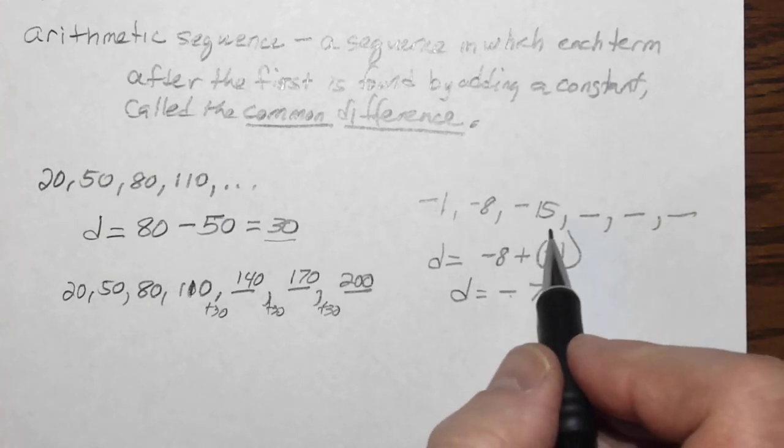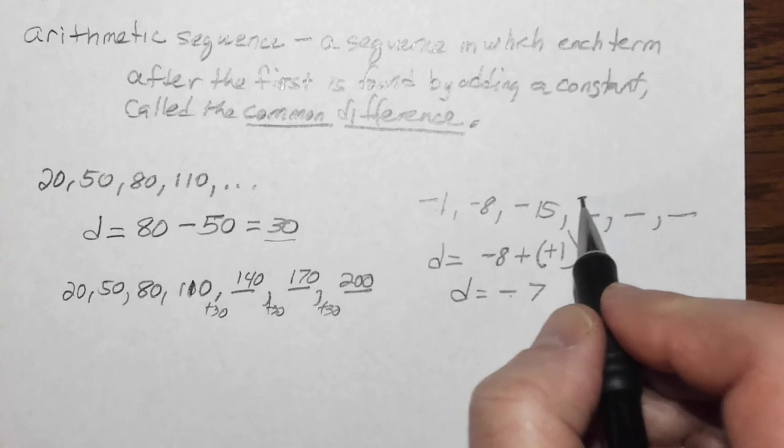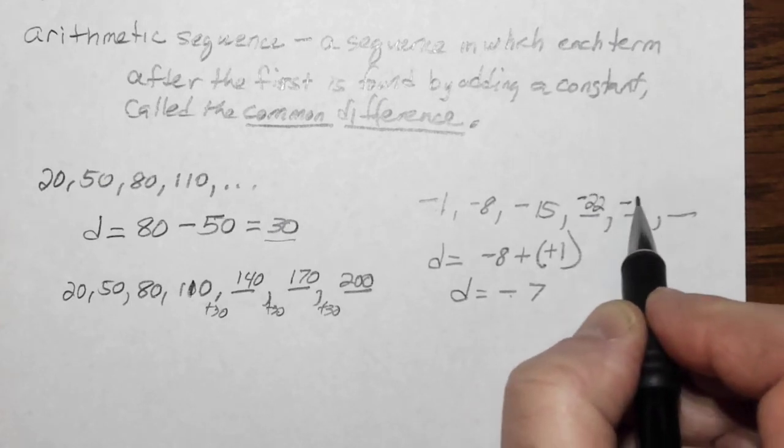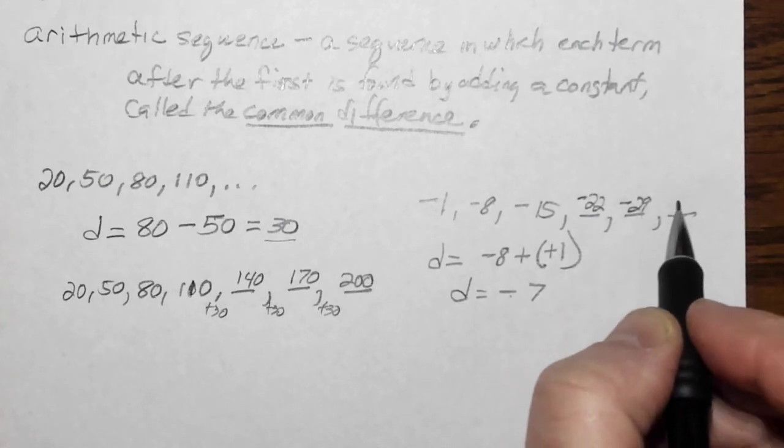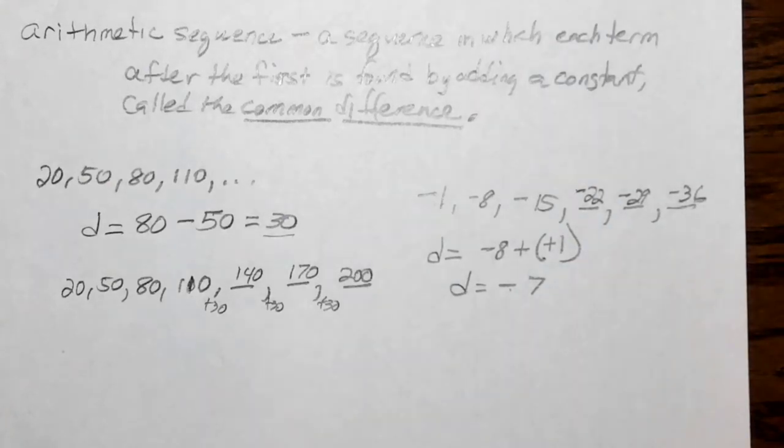So now what I'm going to do is add -7 to this. So I'd get -22, -29, and add -7 again, and I get -36.